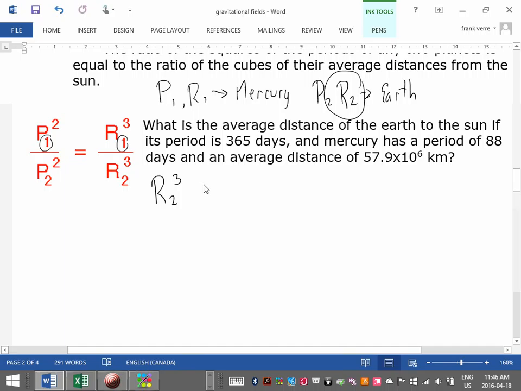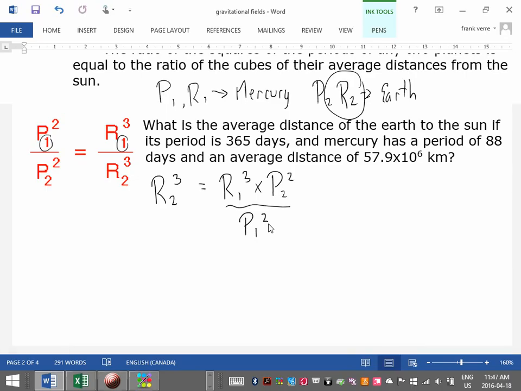So R2 cubed is going to equal R1 cubed times P2 squared, over P1 squared. Now, P will be the same as big T. Alright? So period, here we're using the letter P. You can use T, same thing. Some books will use P, some books will use T. I got this from a book that used T instead. Okay, so let's plug in some numbers here.